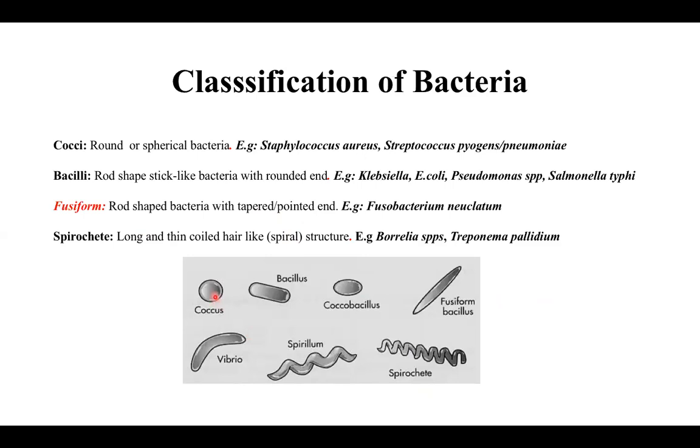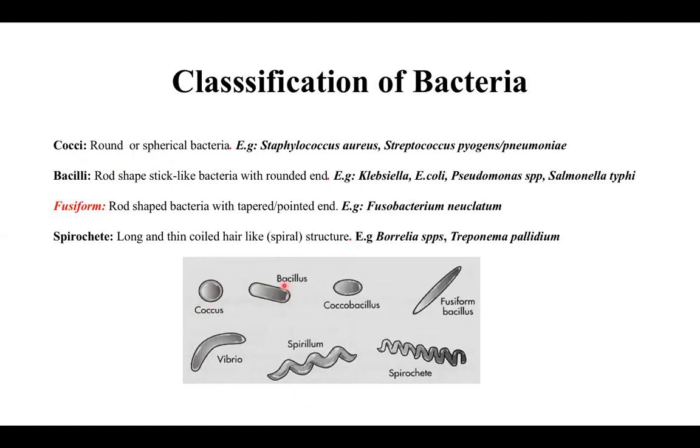First, we'll move to the classification of bacteria based on shape. Some bacteria have spherical or circular shapes, or berry-shaped structures. These bacteria, with spherical, round, or berry-shaped structures, are known as cocci. Examples are Staphylococcus aureus, Streptococcus pyogenes, and Streptococcus pneumoniae.